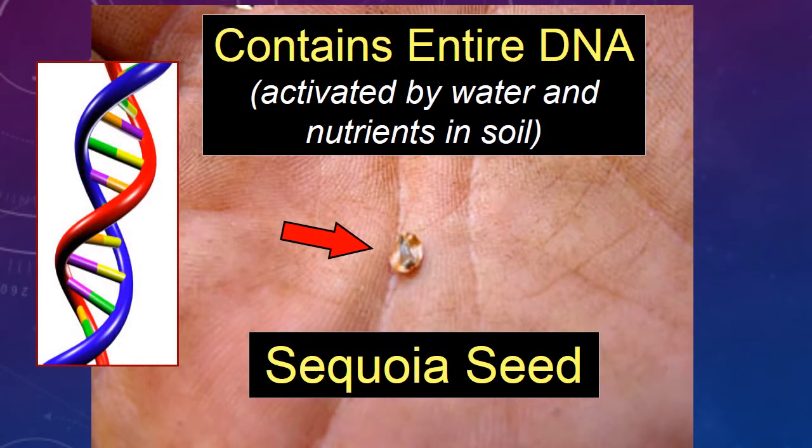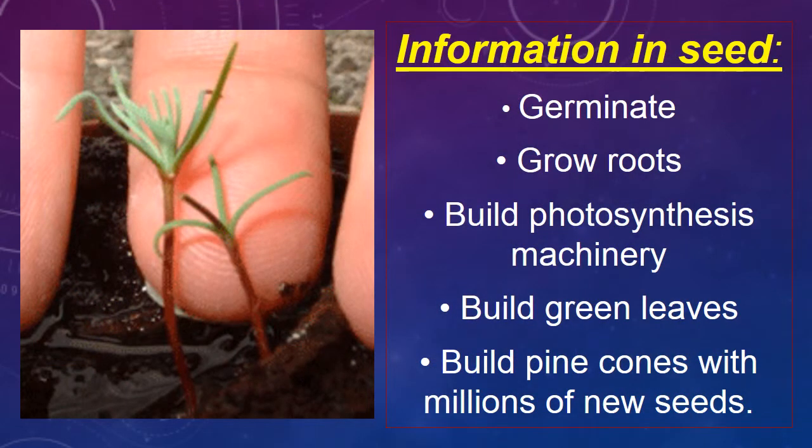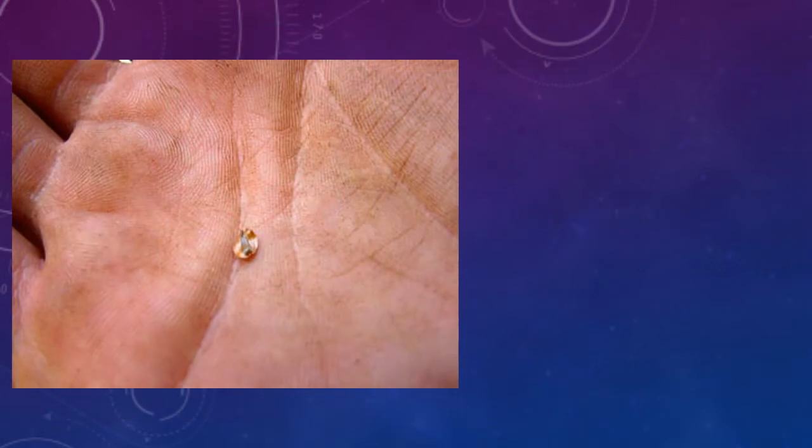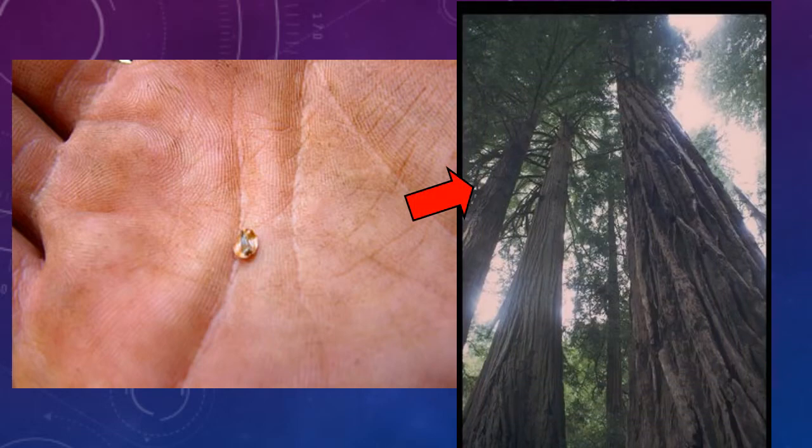Now, a sequoia seed that builds the large trees, its entire DNA is within the seed. And what activates it is water and nutrients in the soil. And when that occurs, it starts to germinate. The DNA information grows roots. It builds photosynthesis machinery, builds green leaves, and builds pine cones with millions of new seeds. So from the genome, the DNA in the sequoia seed, it builds these tall, gigantic, beautiful trees.